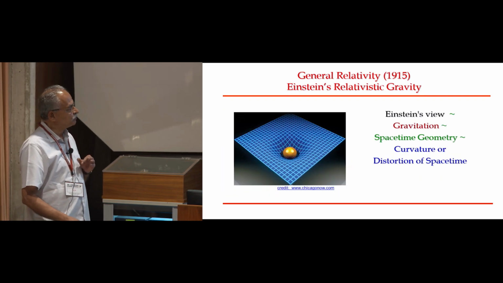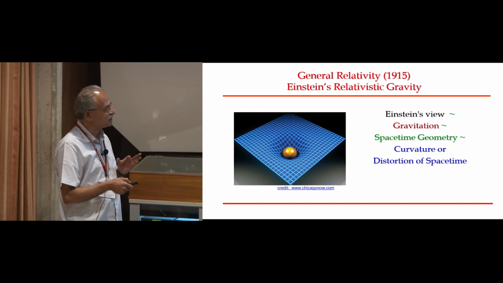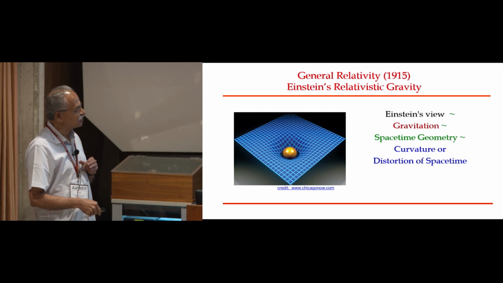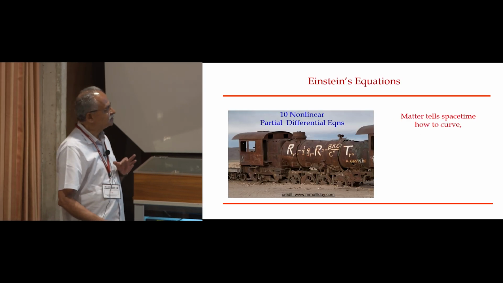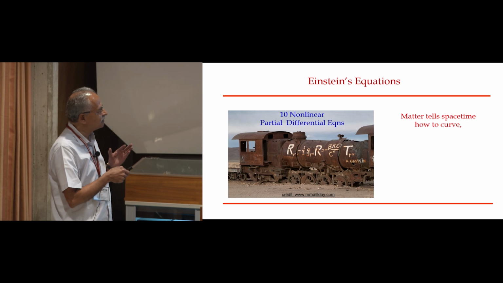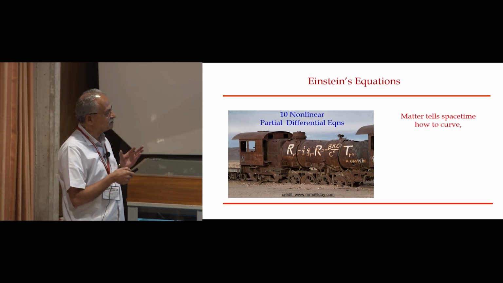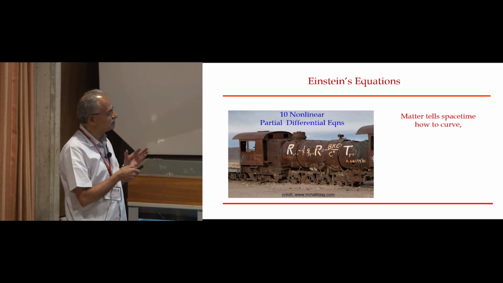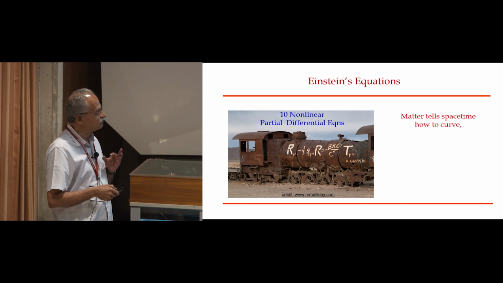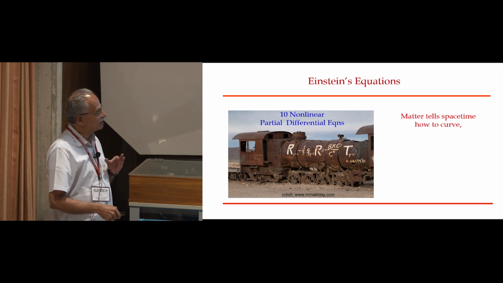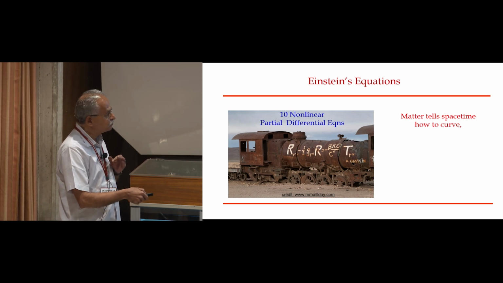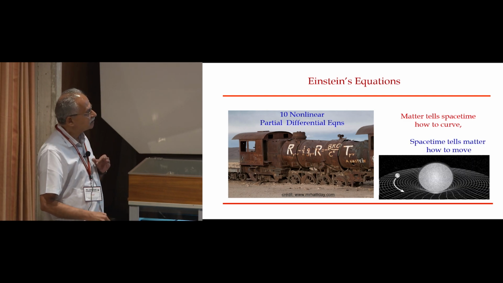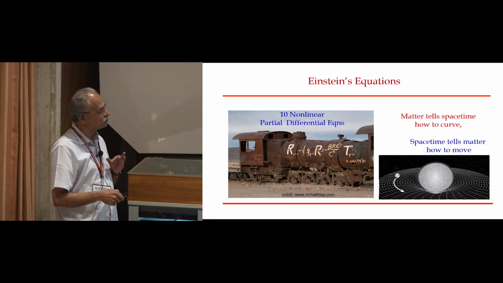In Einstein's view, gravitation is synonymous with space-time geometry and is mathematically described by the curvature or distortion of space-time. Einstein's equations are a system of 10 nonlinear partial differential equations. It's a rich mathematical system. So even today, for example, mathematicians are interested in trying to understand the details of this equation. In English, this equation basically tells you that matter tells space-time how to curve, and in reaction, space-time tells matter how to move.